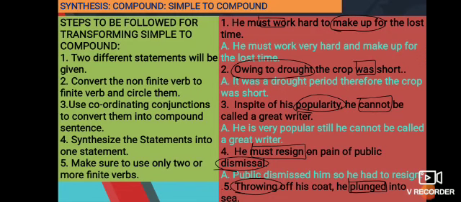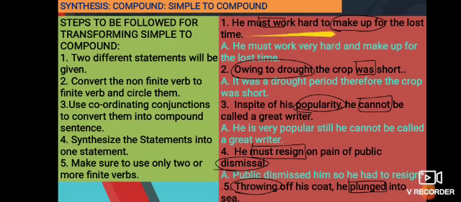And when we convert non-finite to finite, those finite verbs are then joined with either subordinating conjunctions to make a complex statement or coordinating conjunctions to make a compound statement. Now convert the non-finite verb to a finite verb and circle them. Use coordinating conjunctions to convert them into a compound statement, or you can simply synthesize the statement into one statement. Make sure to use more than one finite verb, that is 2 or more finite verbs.